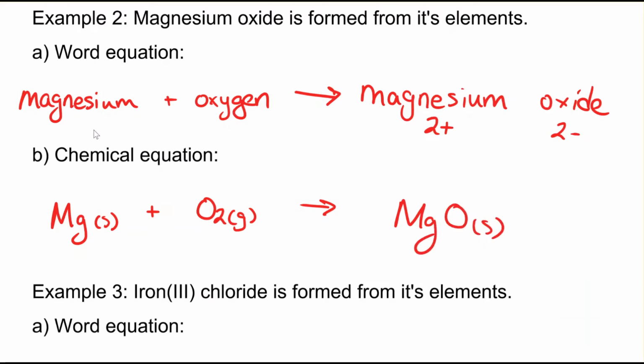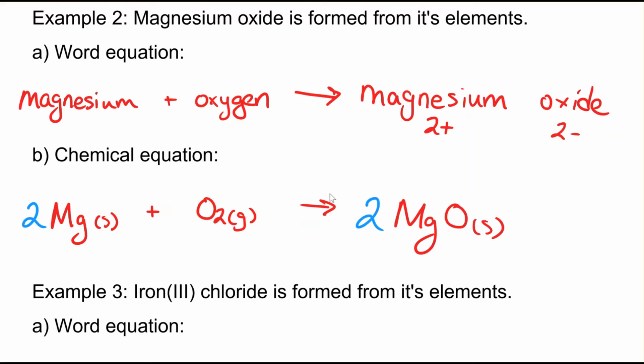Perfect. Okay, same thing as it was before. Let's balance this using the most complicated element, which is oxygen. 2 O's, 2 O's, 2 Mg's, 2 Mg's. And here we've got our balanced chemical reaction. So hopefully that wasn't too bad.